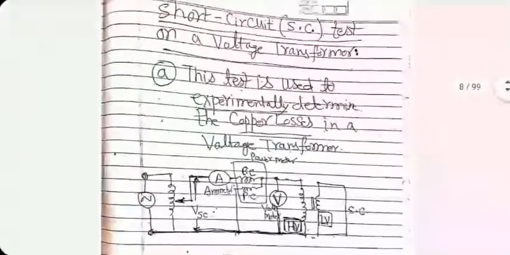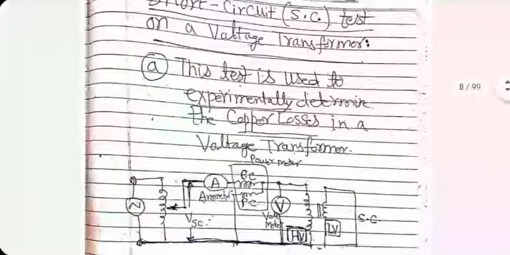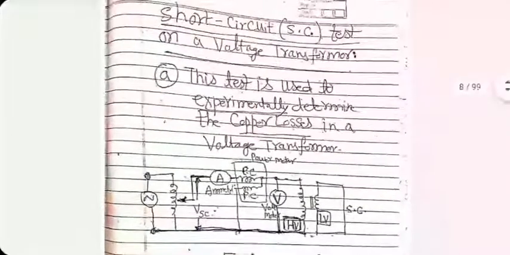Again, we connect a voltmeter, a power meter, and an ammeter on the input side. Let's say a voltage VSC is being applied, which is going to be quite small. But you vary it until you get the ammeter reading equal to the rated current for this side of the winding. And then you do the measurements: measure the value being displayed by the ammeter, the voltmeter, and the power meter.